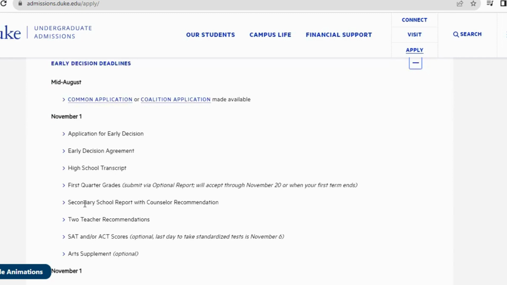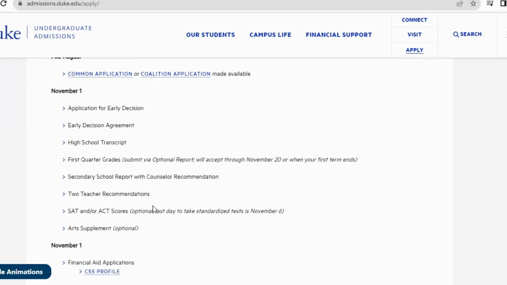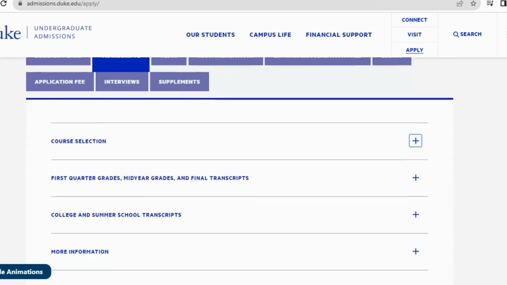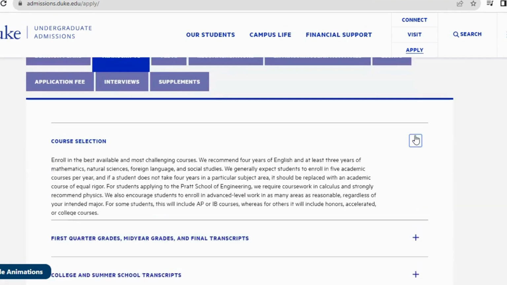You also need to submit your secondary school report with your counselor recommendation. You need 2 teacher recommendations when you're making your application. And here it says SAT and or ACT scores, they are optional. Let's look at the transcript you need to submit. What are the things that are involved there?